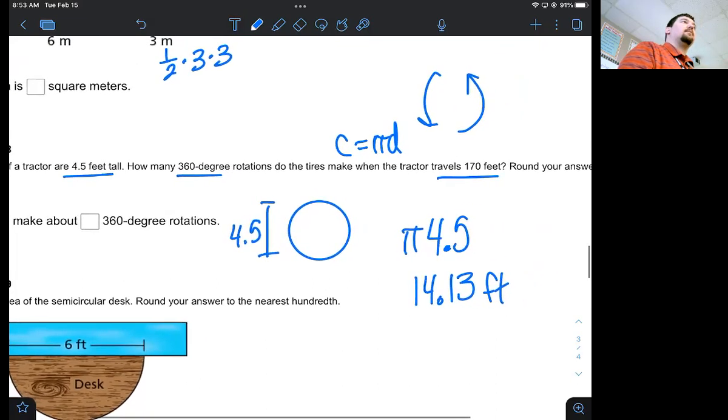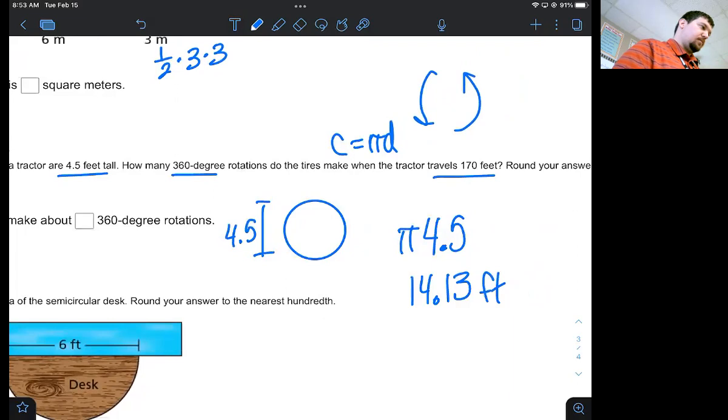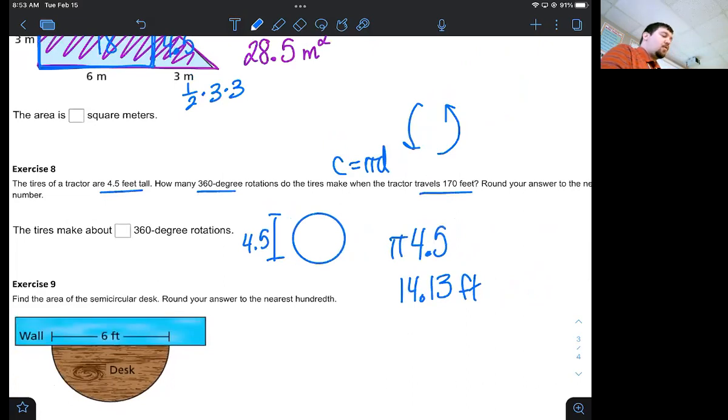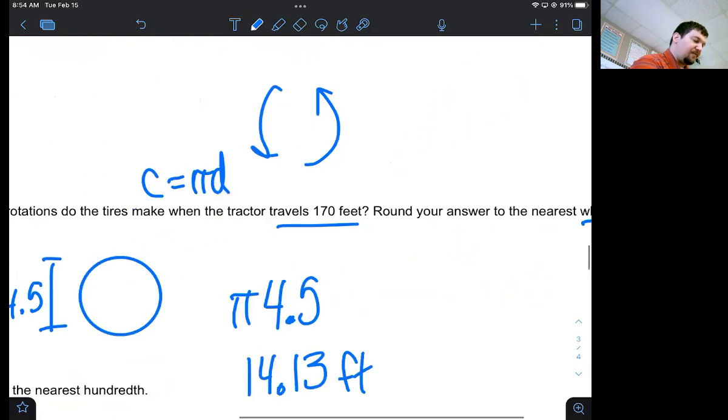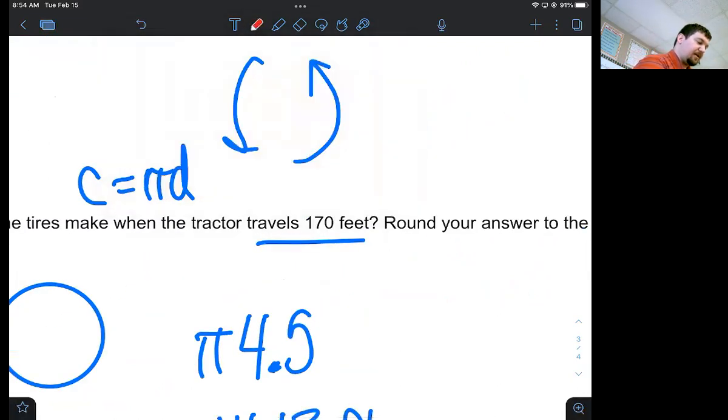Yes. So you got 14.14 then? Okay, you can use that. So what that means is when this tire spins around one time, since the distance around the tire is 14.13, it's going to have traveled 14.13 feet. And I want to know how many of those rotations, how many 14.13s it's going to take before the tractor travels 170 feet. So I need to know how many 14.13s go into 170.